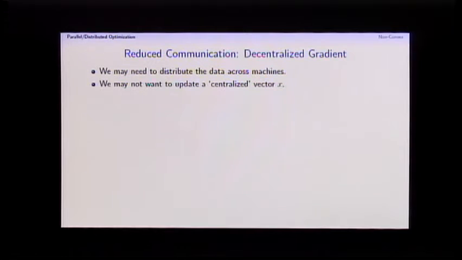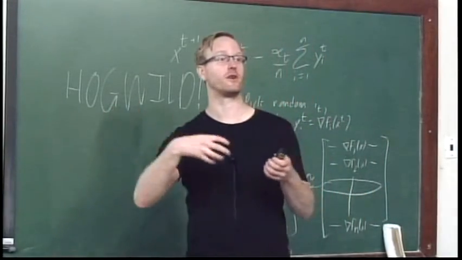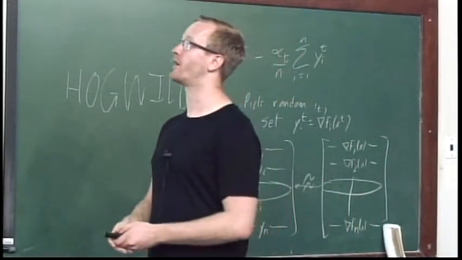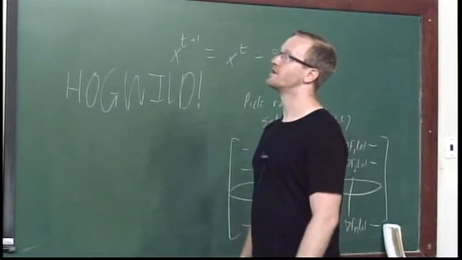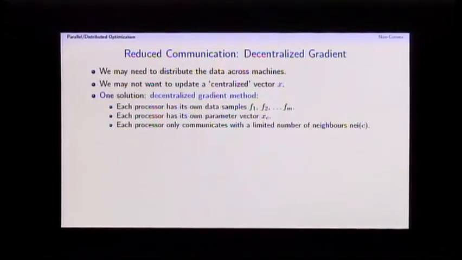But this is very inefficient communication-wise. There's a lot of data being passed around that you may not want to do. Or rather, there's a bottleneck in that if you have to wait for that guy's pipe to open to actually send information, you're sort of creating a communication bottleneck. So one solution to that is something called the decentralized gradient method.